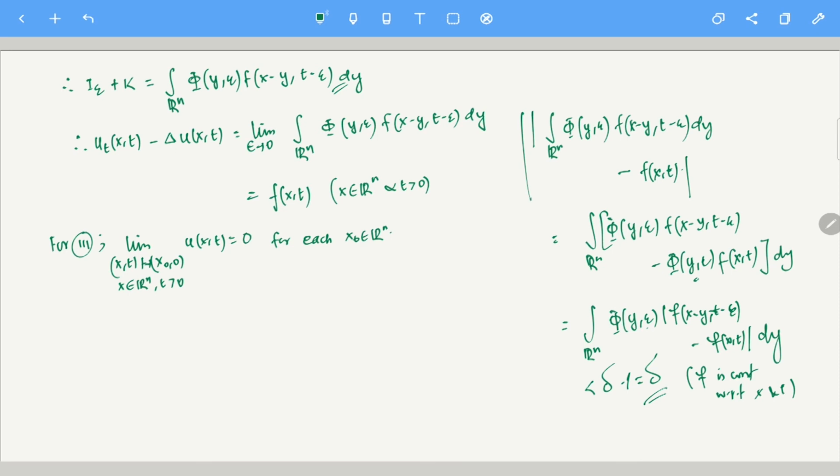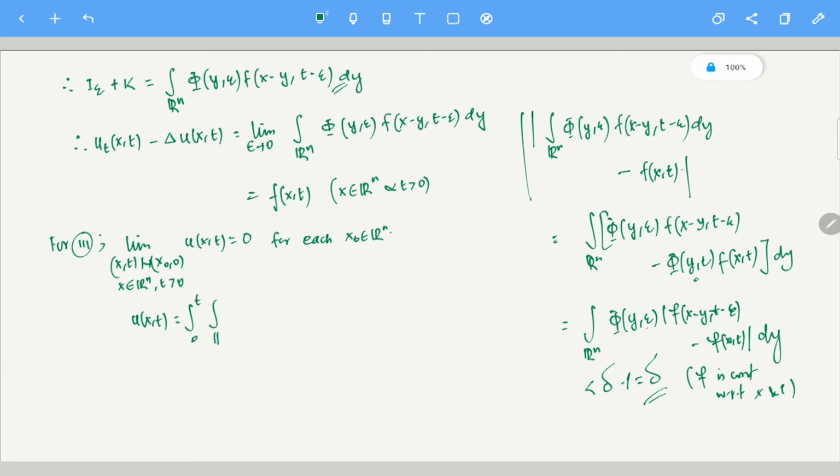Let us look at what we can find here. If we need to show this, what is our u of x,t? This actually follows directly from the definition. You do not have too much to do.